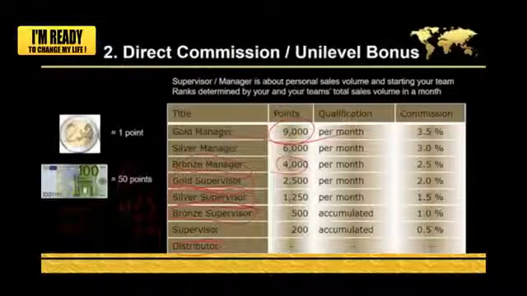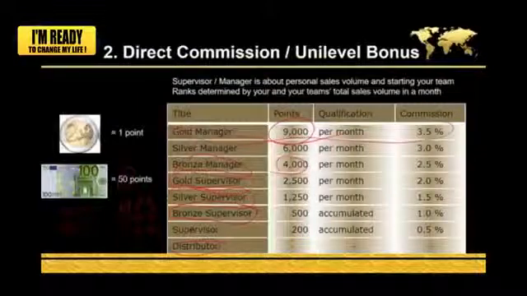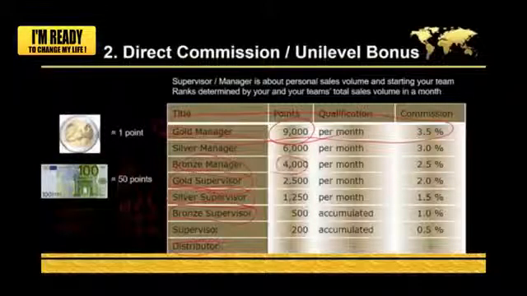So supervisor and manager is all about personal sales volume, getting your team started, and getting people started down this path. All of these ranks, you get to keep them. If you hit gold supervisor, that qualifies you for 2% commissions, and you can keep that forever. The only one that you need to requalify for is this one up here called gold manager. To keep that, you've got to do it 3 times in a year, or you've got to hit one of the director ranks.